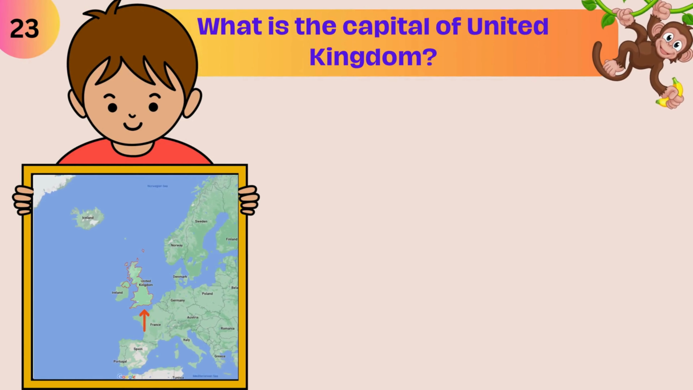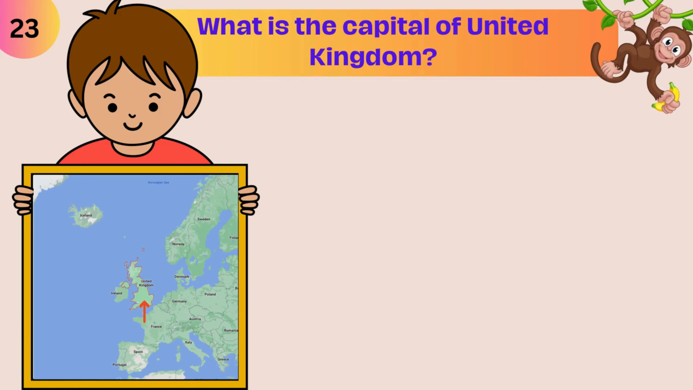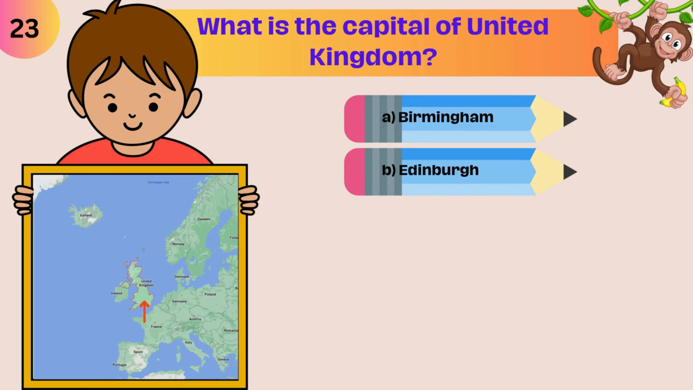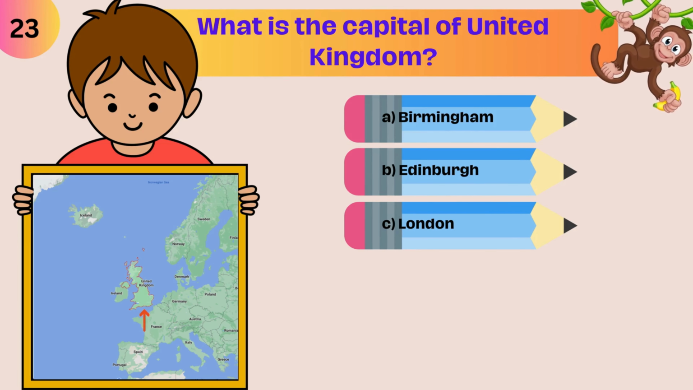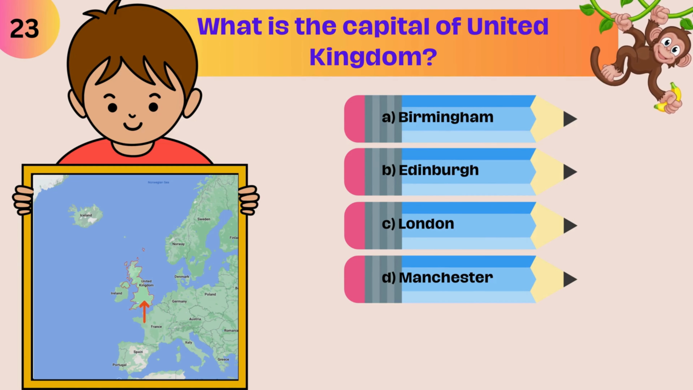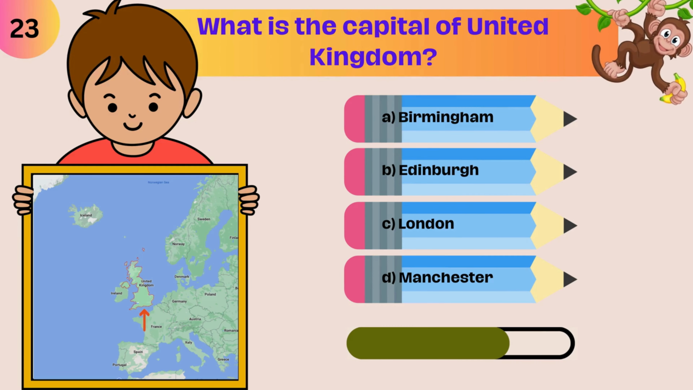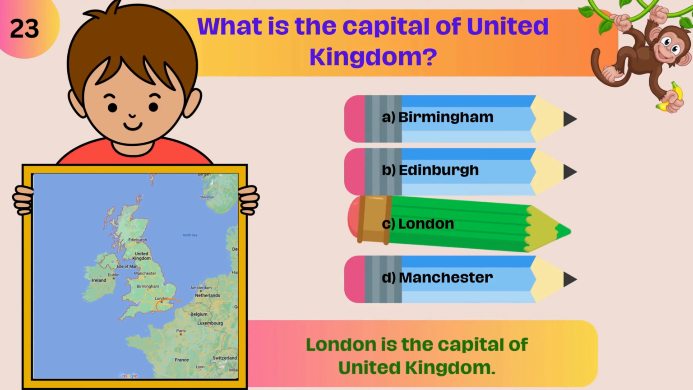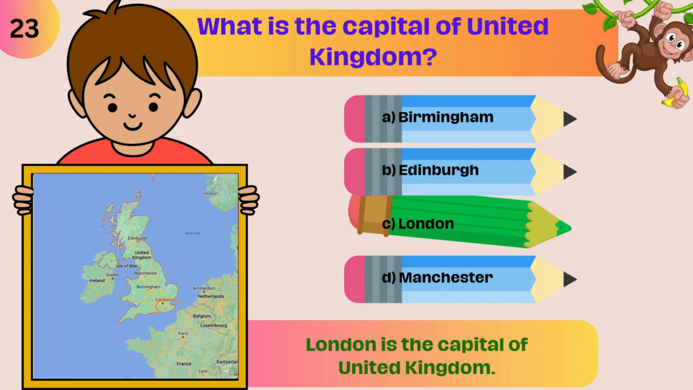What is the capital of United Kingdom? A. Birmingham. B. Edinburgh. C. London. D. Manchester. The right answer is C, London.